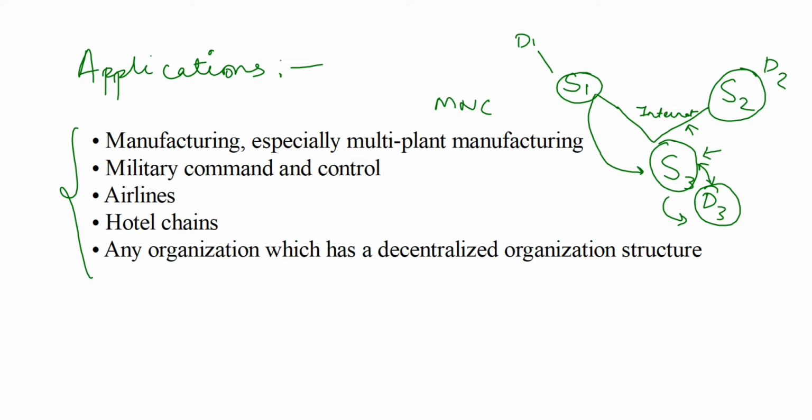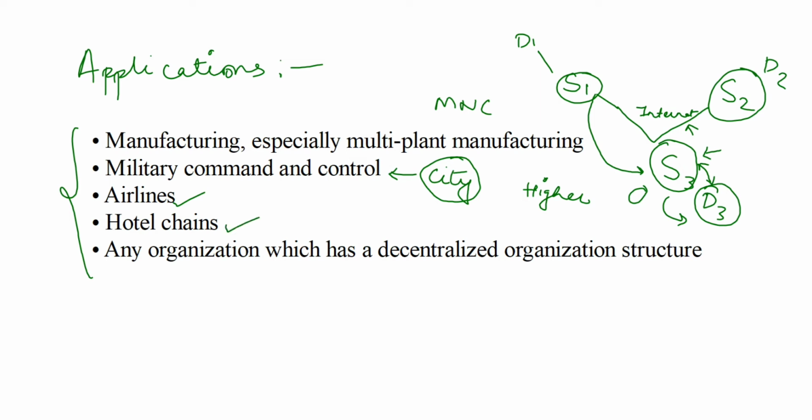Military command and control: the military is distributed in various parts of the country, like cities in the same country. Every city can have its own local database which can connect to the internet, and other cities can access them as well. So the higher authorities can see the data of all the sites. Airlines are in multiple countries, multiple cities. Similarly, this is the reason for distributed databases.